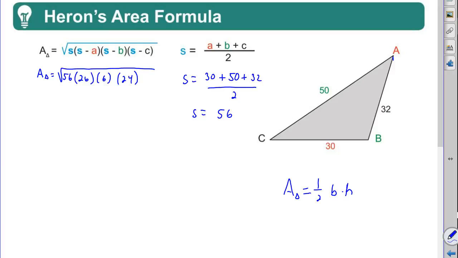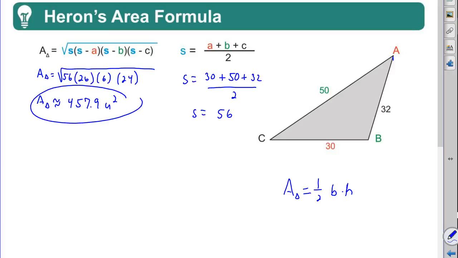So let me just punch this out. 56 times 26 times 6 times 24. Let's take the square root. And I get 457.9. So the approximate area of this triangle, because it's a round off, is 457.9 square units. Heron's area formula.